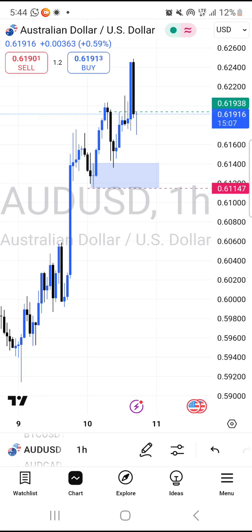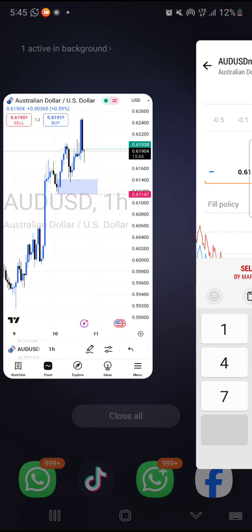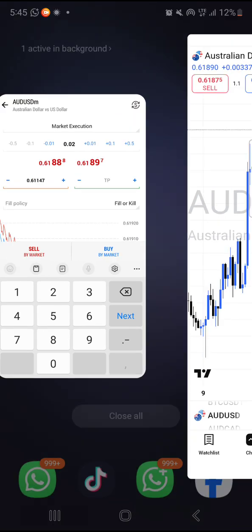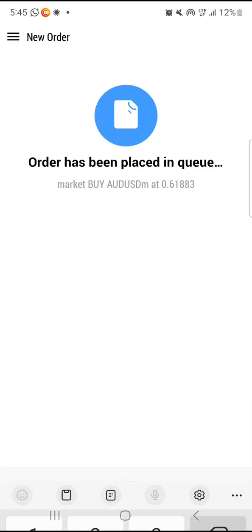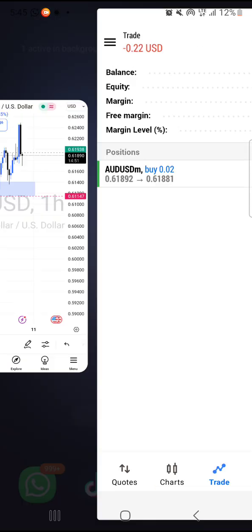So let's put it in our MT5. Stop loss 0.61147. Our TP is what? TP 0.61938. So you now click on buy or sell, whether you're buying or you're selling. You just click on it and your trade will start moving.